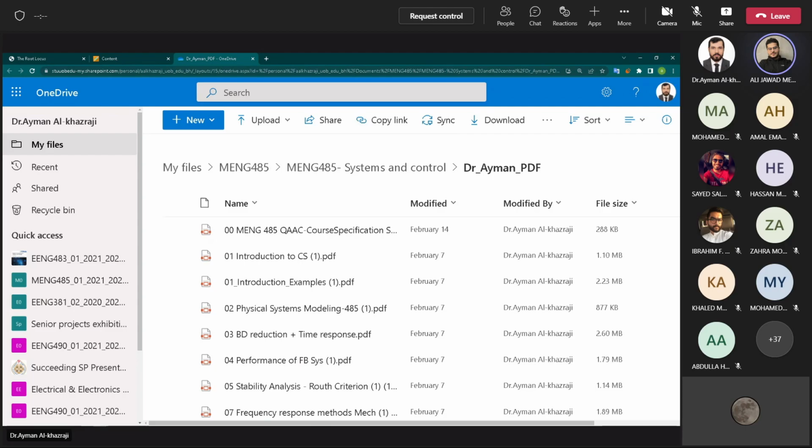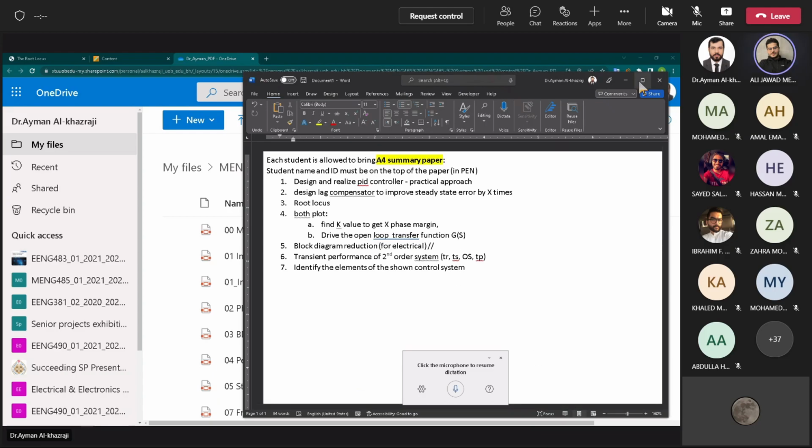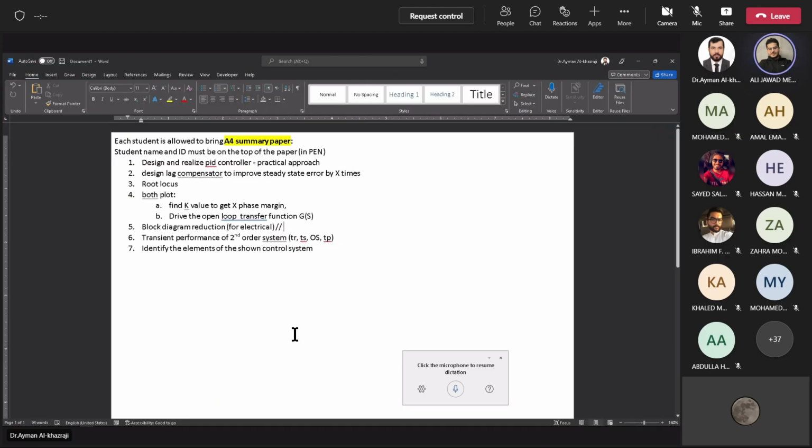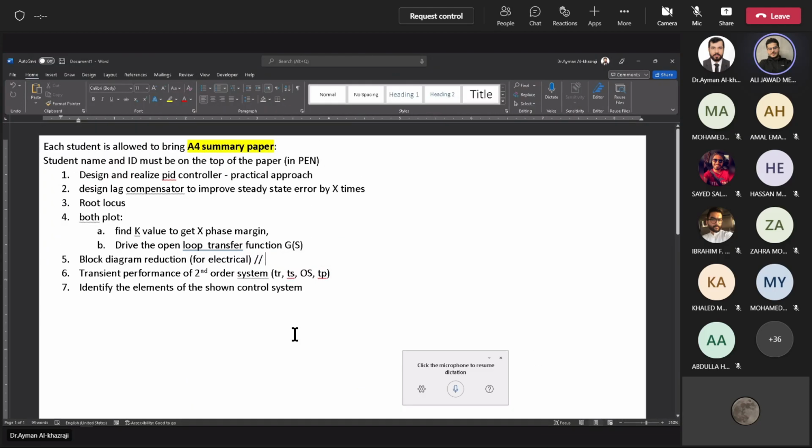Doctor, can you go to the second one again? Design lag compensator to improve steady state error by X times. Do you mean X as a percentage or as a multiplication? No, X times. What does times mean? Multiplication. Yes. What do you understand by 2 times? Multiply. But I got confused with the example of the slides, Doctor.